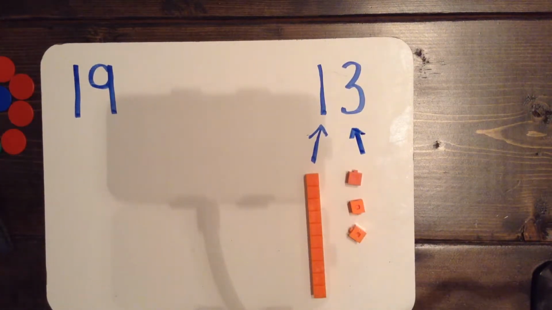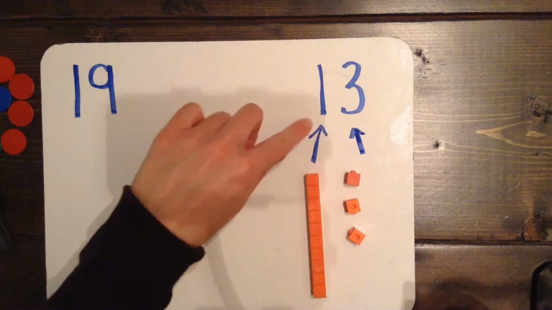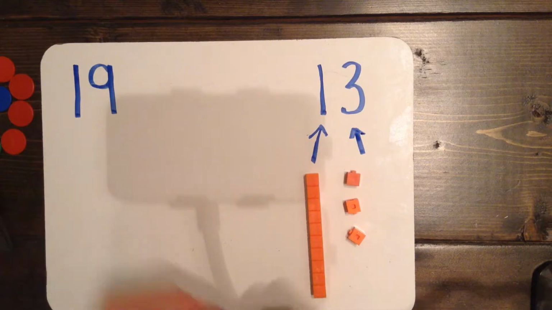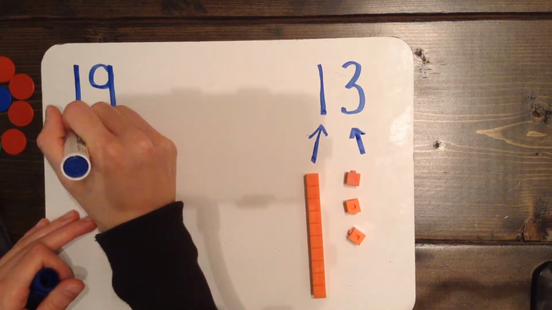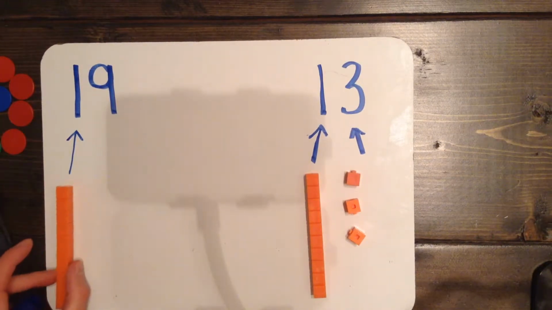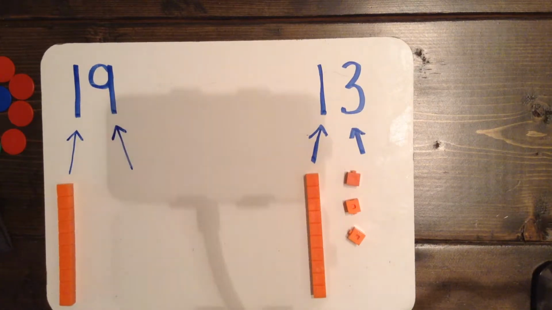So here is the number 13. I can count it quickly in this way. 10, 11, 12, 13. I looked at each digit to help me build it. Now if I look at the number 19, I'll follow a similar strategy. First, I need one group of 10. And next, I need 9 ones.